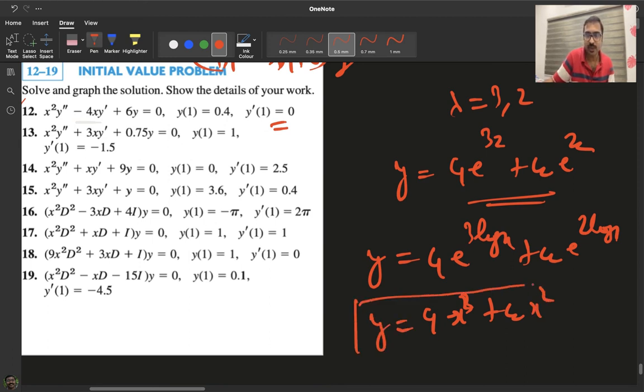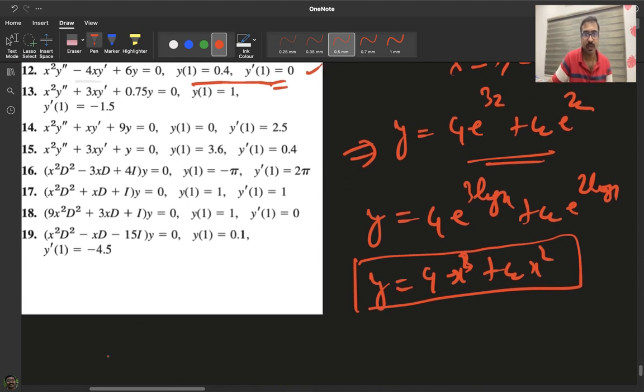Once you have got the final solution, only then go for substituting these values, because all these values are given in terms of x only. So don't substitute y of 1 is equal to 0, y dash of 1 is equal to 0, etc. into the earlier equation, because that is not the solution. This is the solution. Only substitute the initial conditions in the final solution. You have been given that y of 1 is 0.4. So when you substitute x is equal to 1, you will get c1 plus c2 is equal to 0.4.